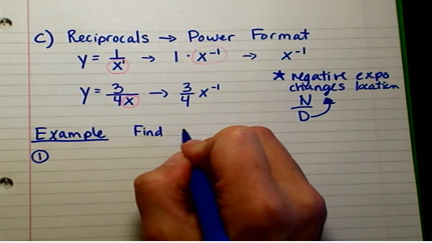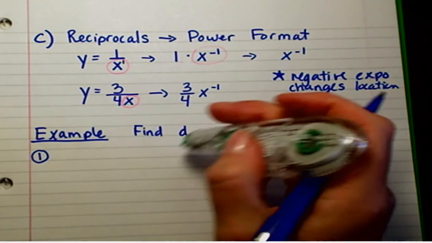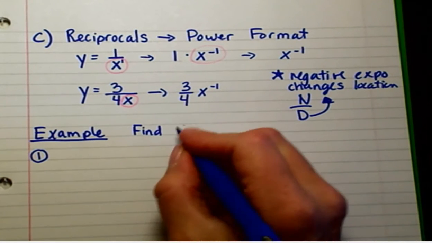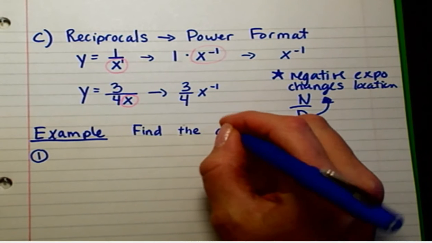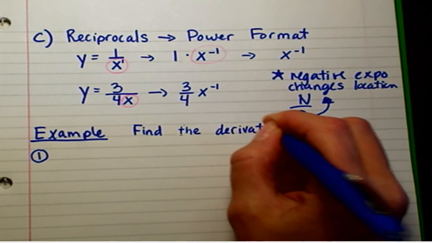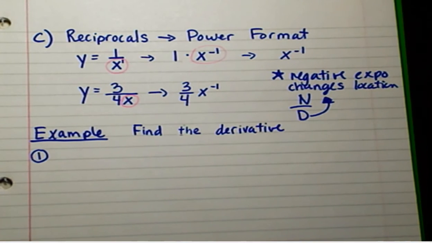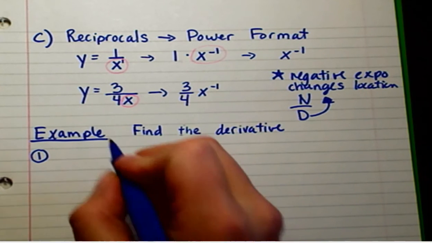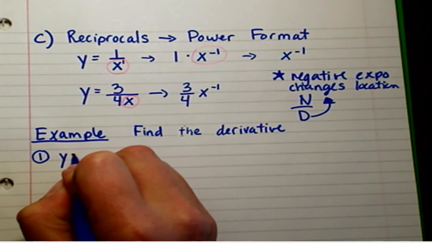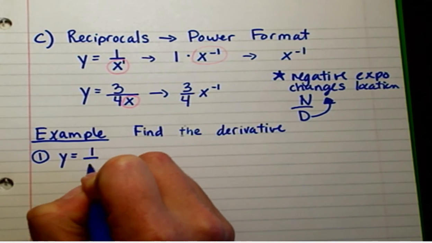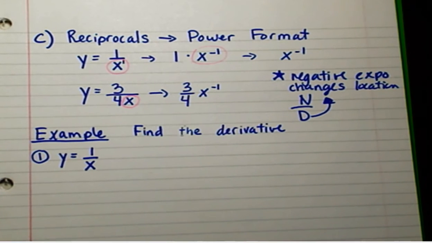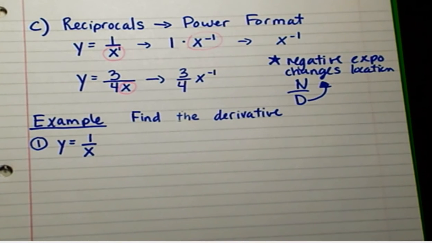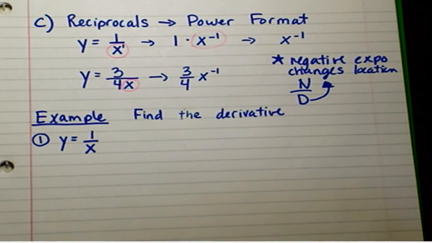Find the derivative. All right, we're just going to do a couple examples. I think 5 of them, actually. All right. Here we go.